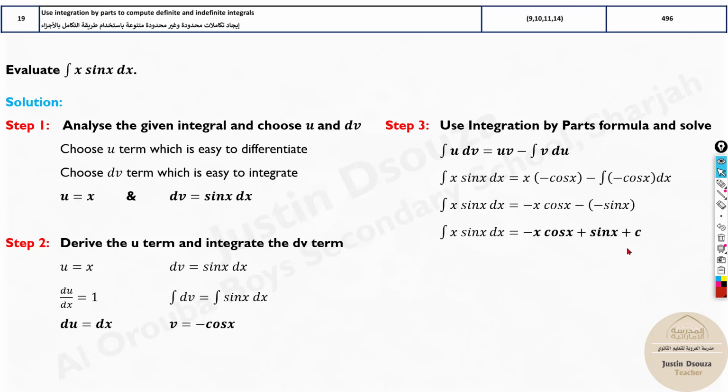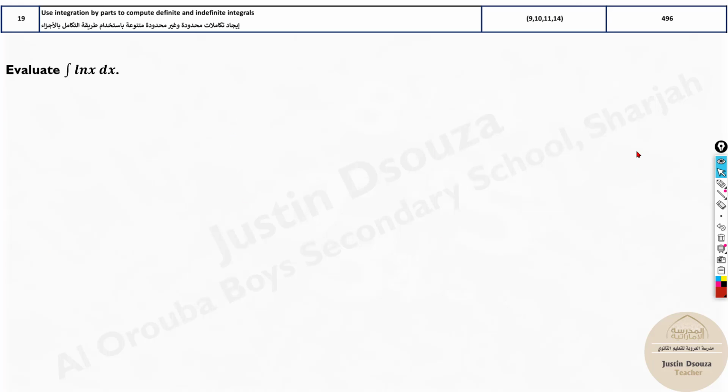I hope this is clear, but this is not the exact problem from the textbook. I just want you to be thorough with this selection part. Now over here we have natural logarithm of x. The reason I did this is that the last problem, the 14th problem, requires this knowledge.